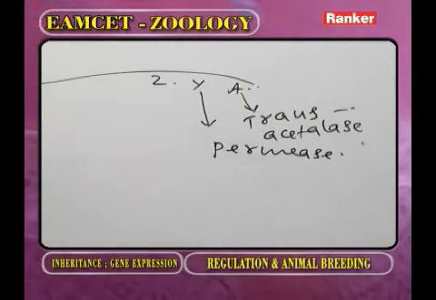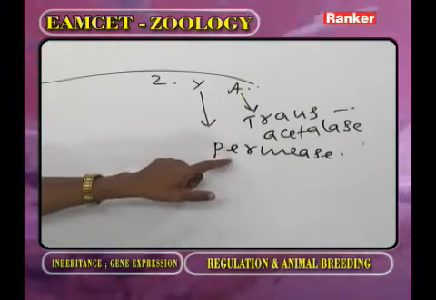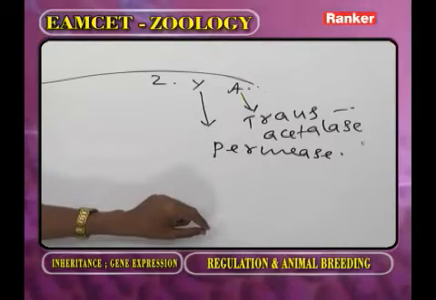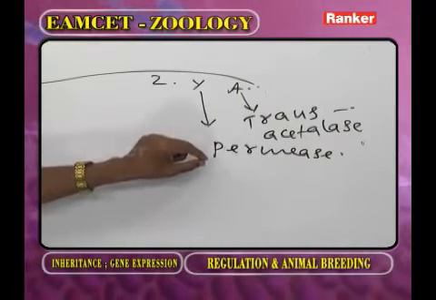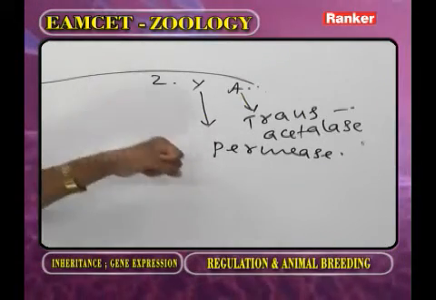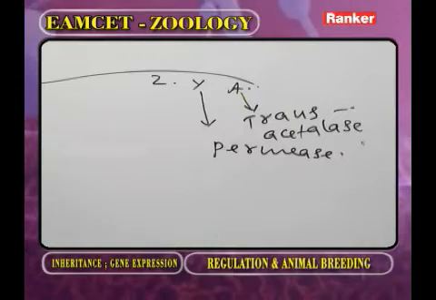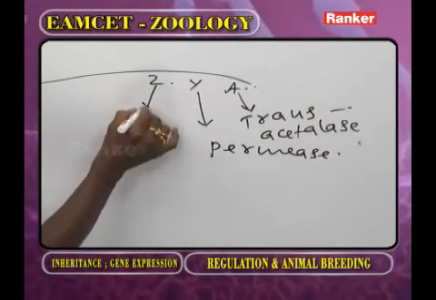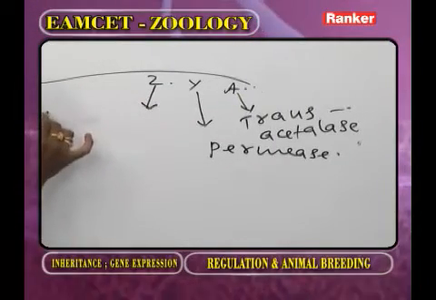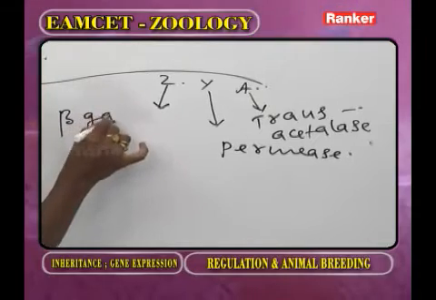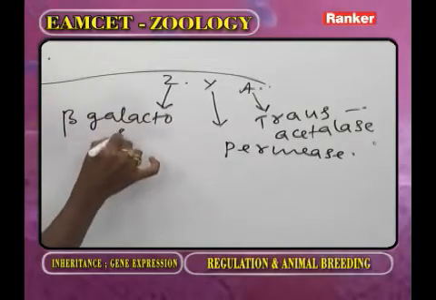Now what is the function of permease? With the help of permease, the E. coli bacterium absorbs the lactose. Now what about the Z gene? It synthesizes beta-galactosidase.